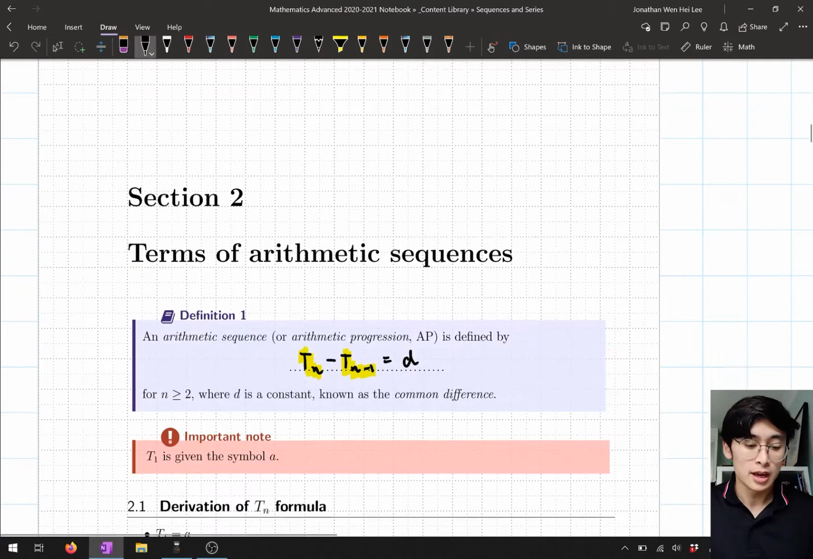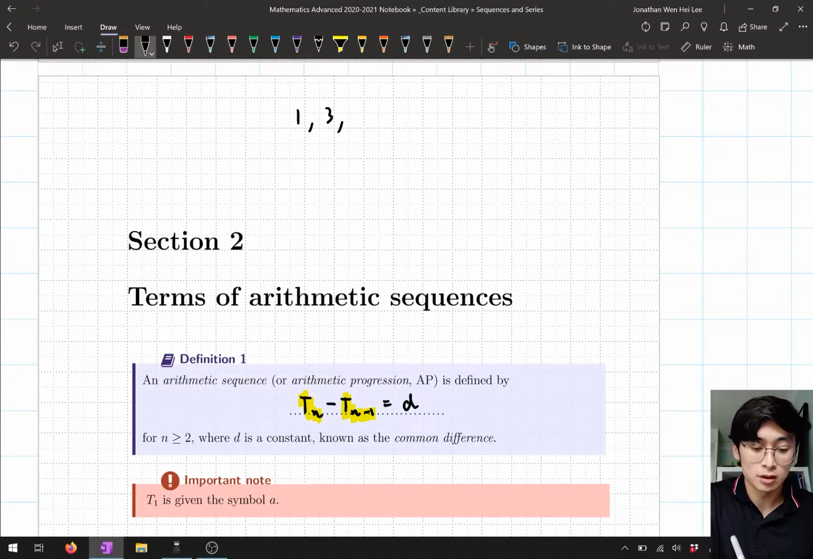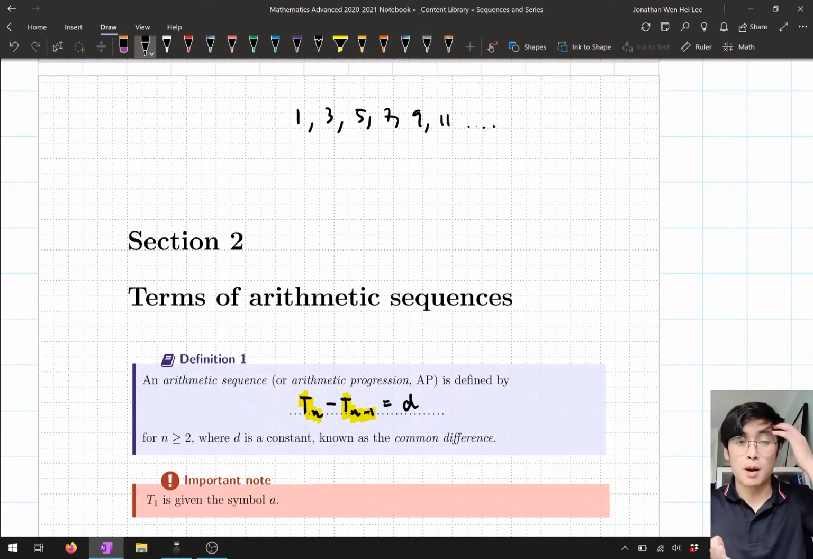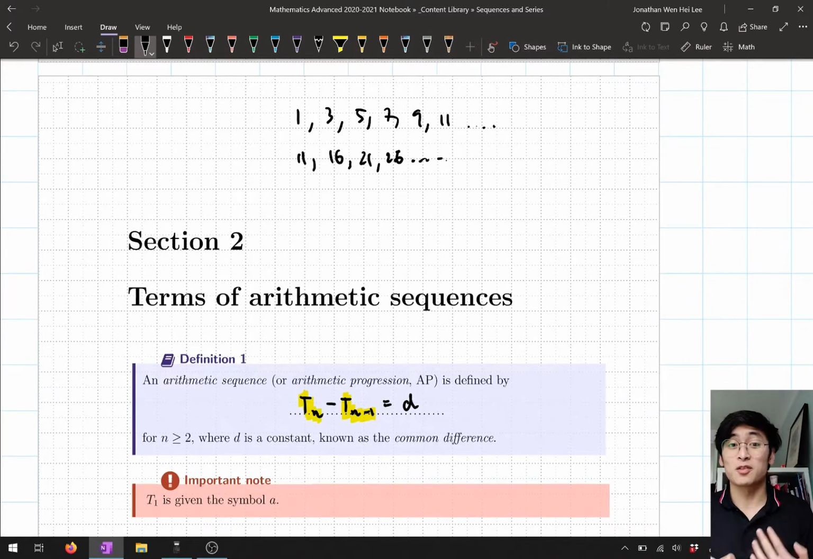So for example, an arithmetic progression could be if I start off with 1 and the next term is 3, then I go up by 2 every single time. So 5, 7, 9, 11. That's an example of an arithmetic progression. Or you could go up by 5, for example, 1, 6. We could actually start on a different number. We could go 11, 16, 21, 26, and so on. These are examples of arithmetic progression.